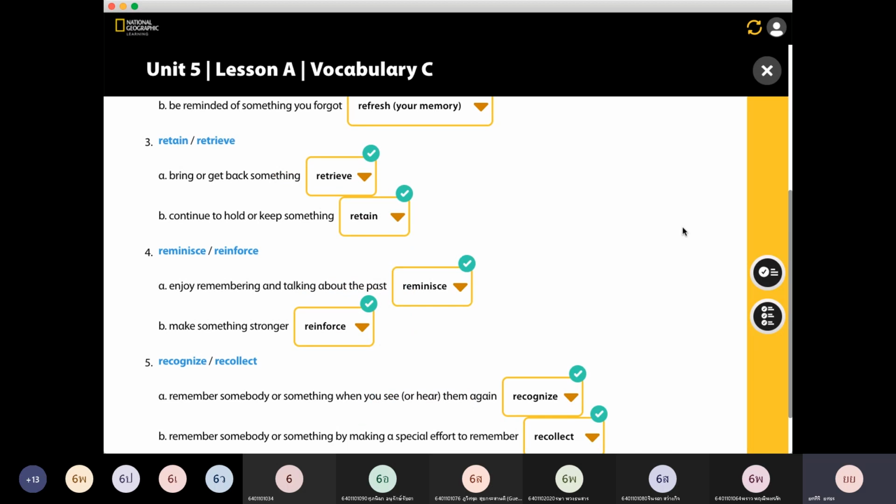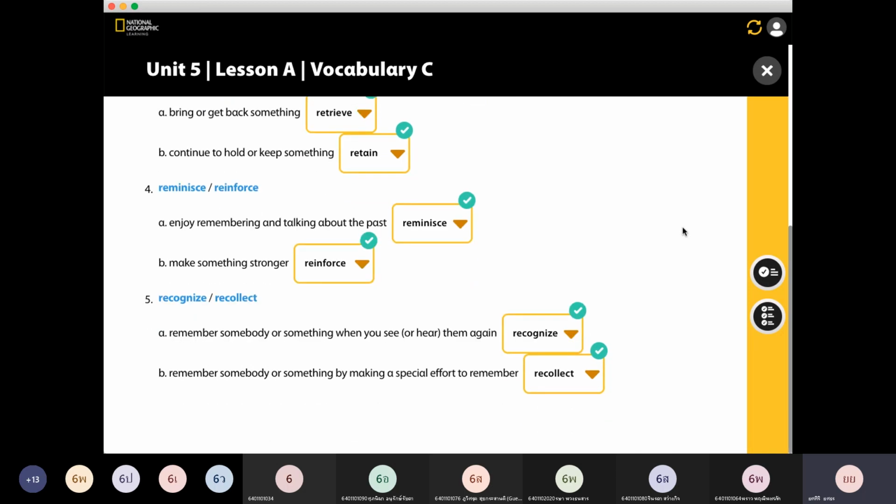And reminisce. So you think about the past and then you enjoy it. And reinforce, to support. You support something. And recognize is remembering when you see them again, but recollect is something that takes a special effort to remember. Okay. All right, thank you.